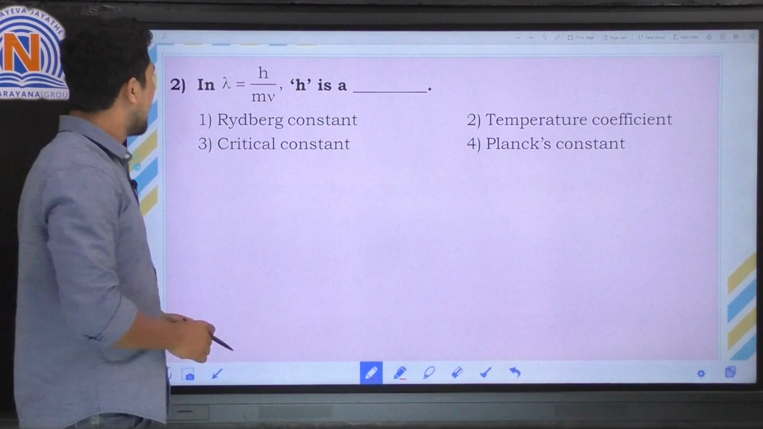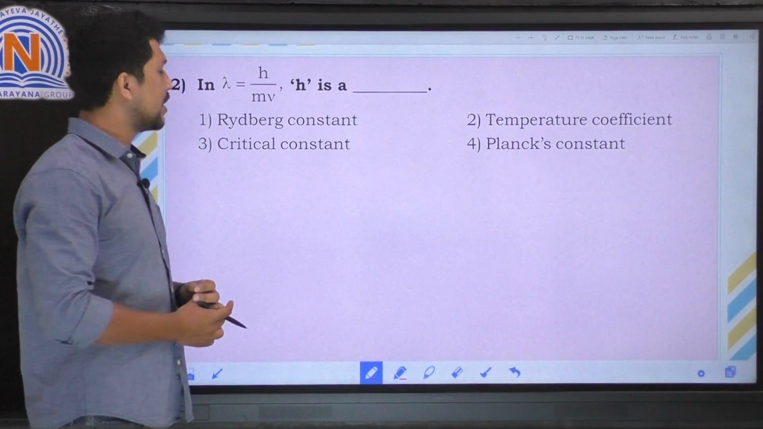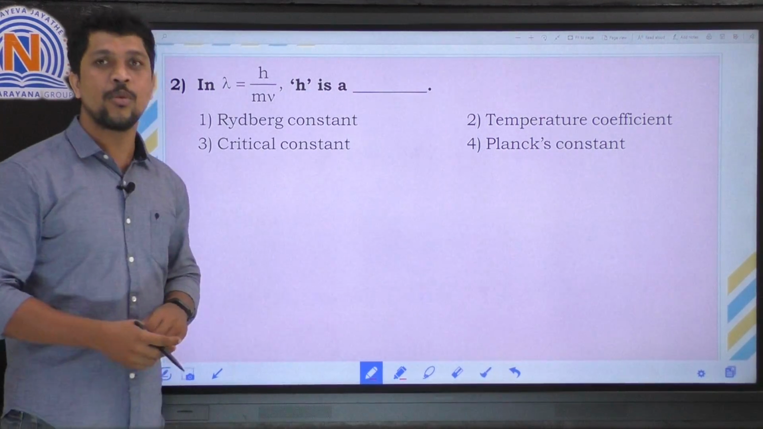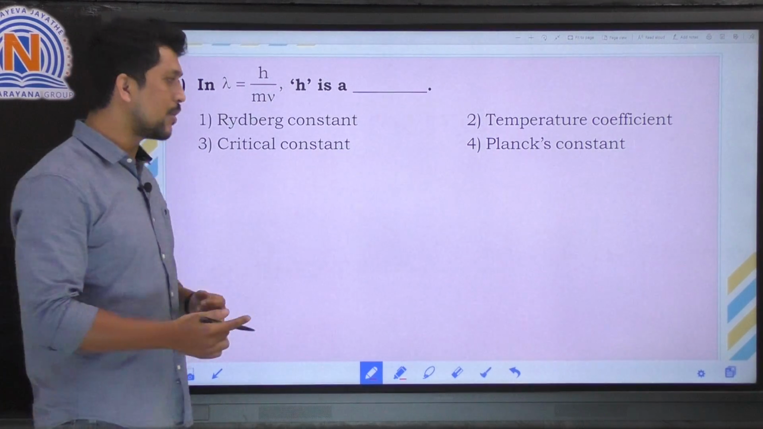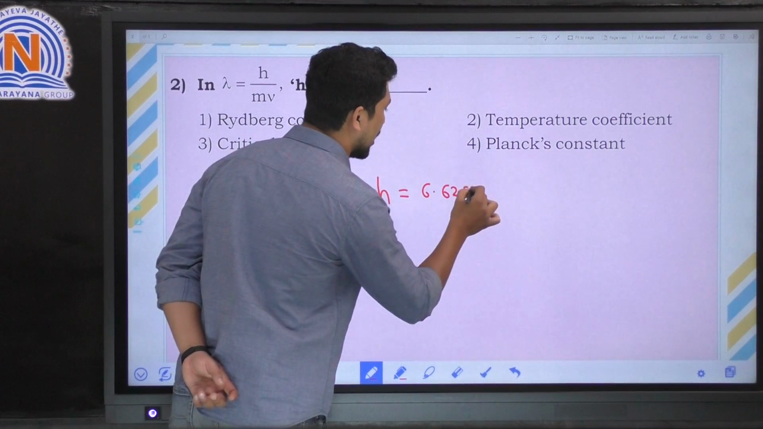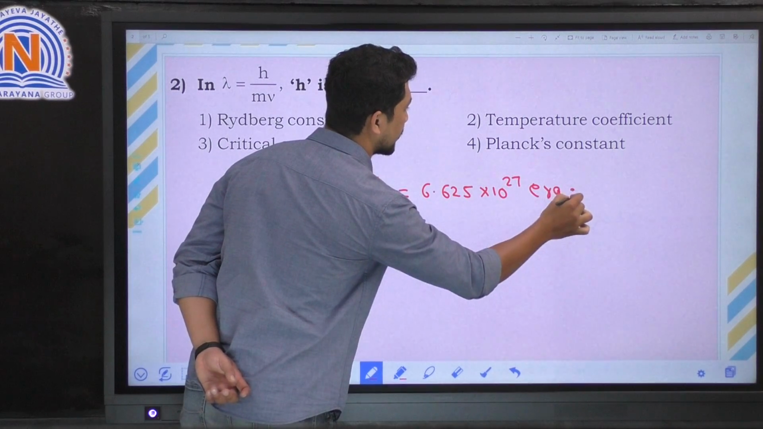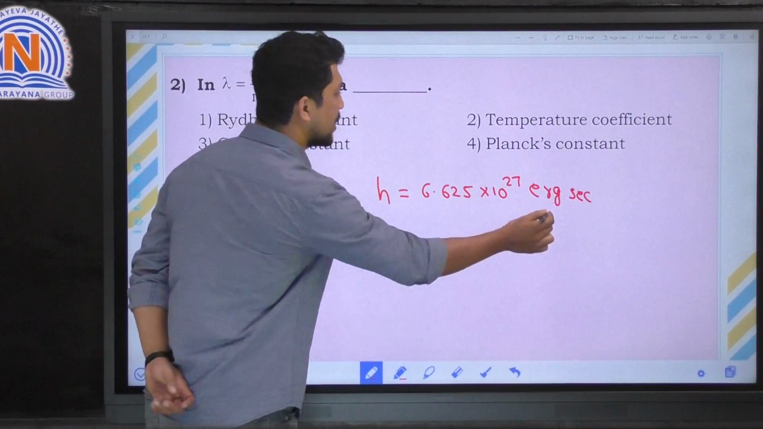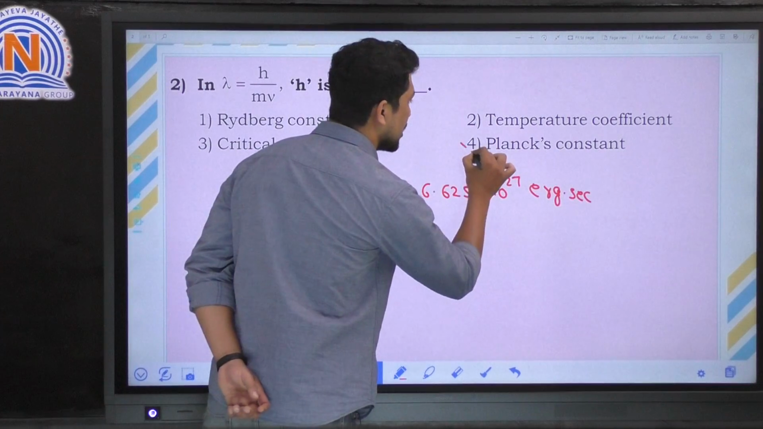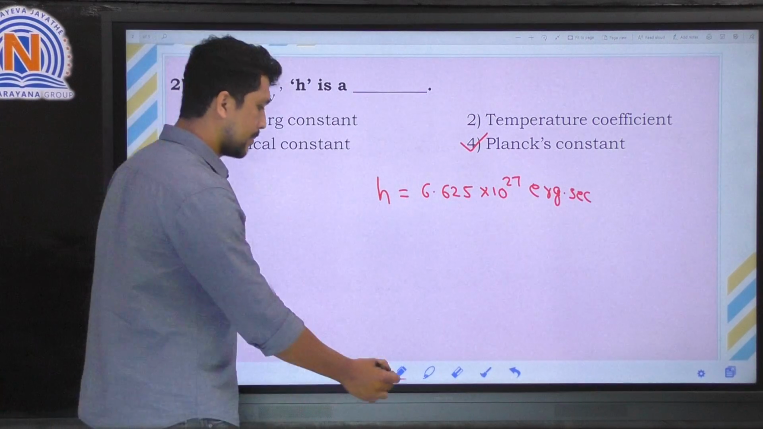Here the question: in lambda equal to h by mv, what is h? So the formula, lambda equal to h by mv, that is de Broglie wavelength, where h equal to Planck constant. So the value for the Planck constant is 6.625 into 10 power minus 27 erg second. Right? So which is Planck constant. So the correct option is fourth option. Clear? Let's move on to the next question.